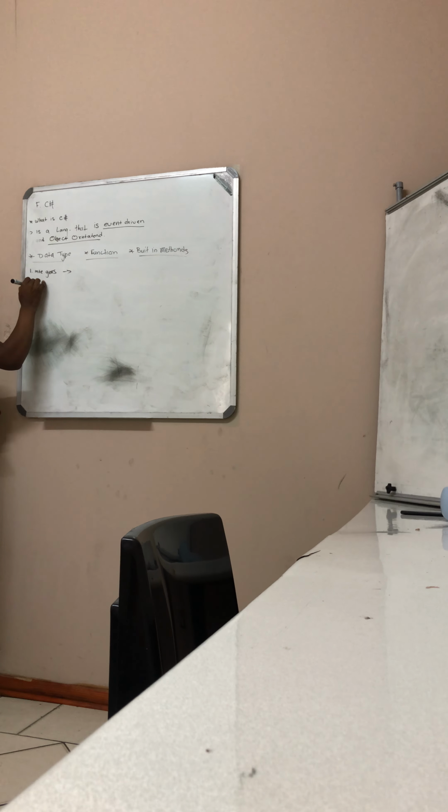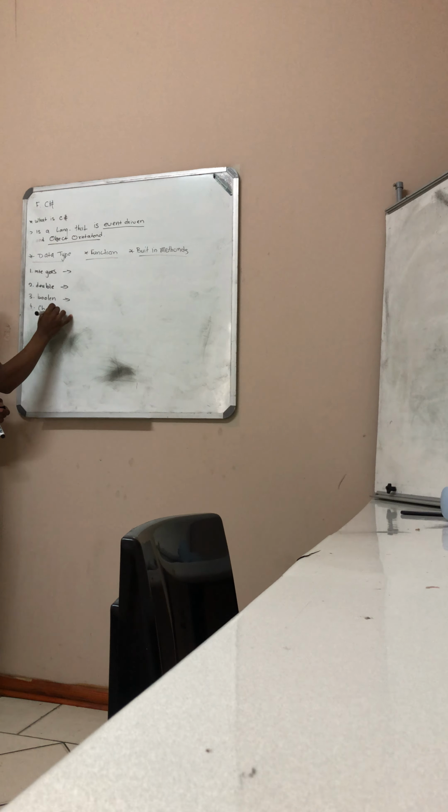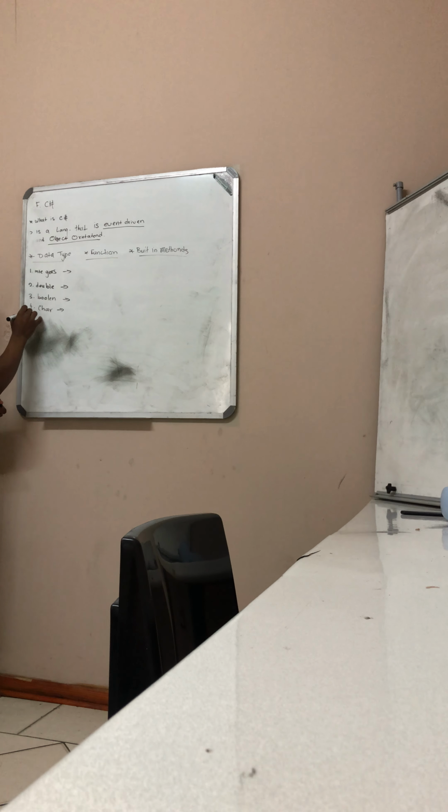We have doubles here, or you can use it in C#. You also have boolean. We also have char for characters. String.